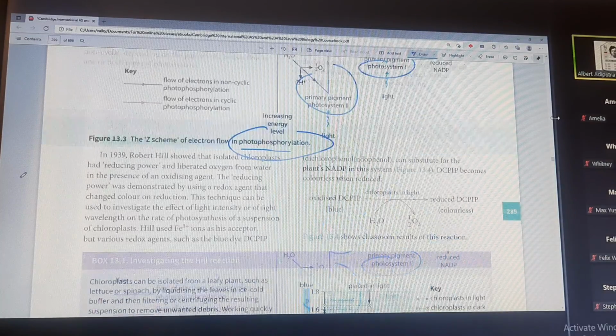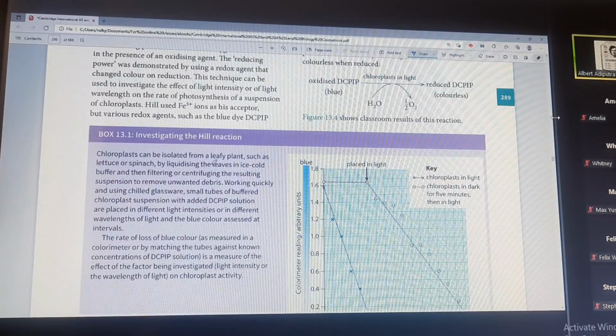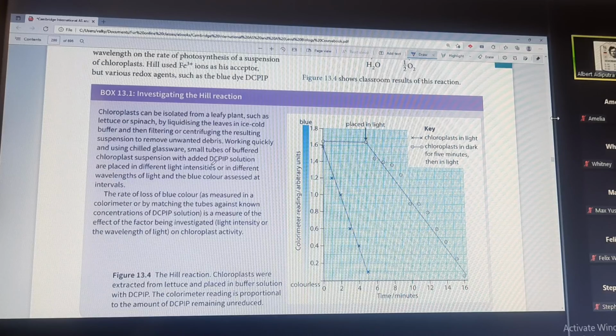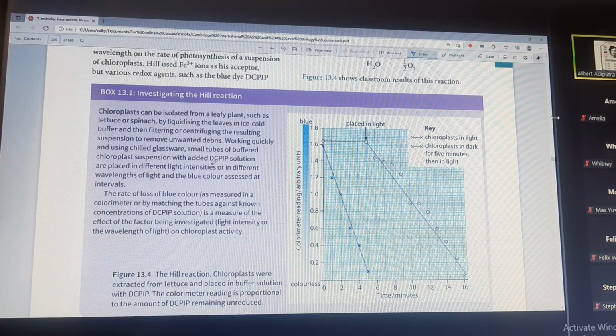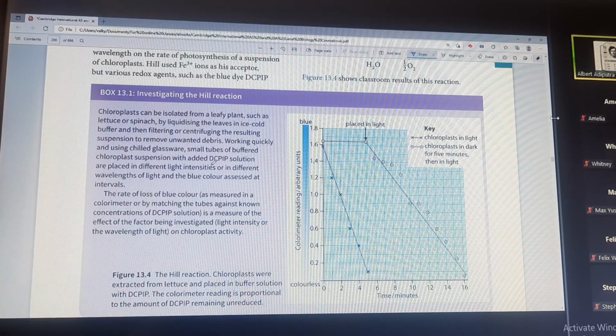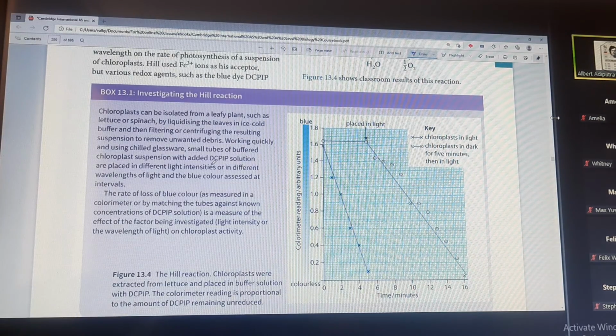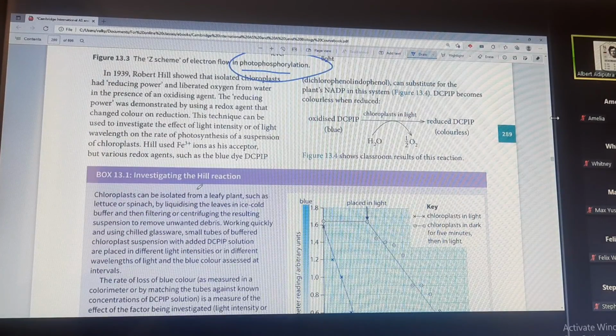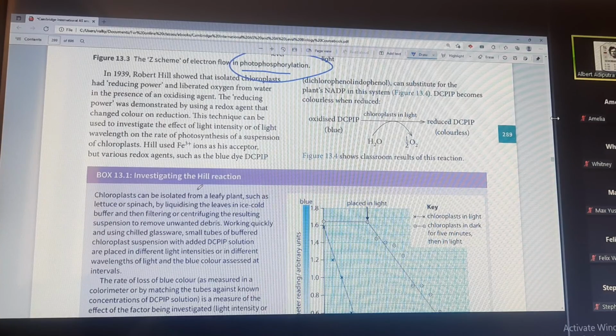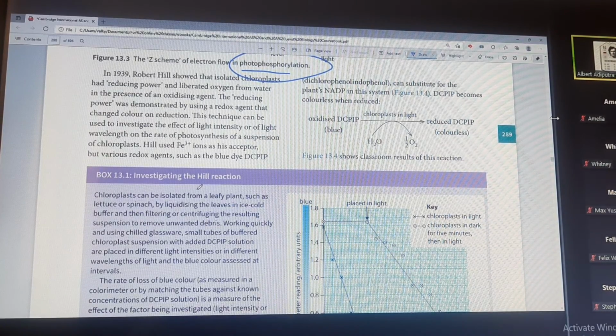Okay. The Hill reaction is just the explanation about the experiment conducted by scientists in the past, maybe Mr. Hill or Mrs. Hill, I don't know. And it shows the reducing power of the chloroplasts. Okay, the experiment uses a mixture of solution of DCP-IP with chloroplasts.